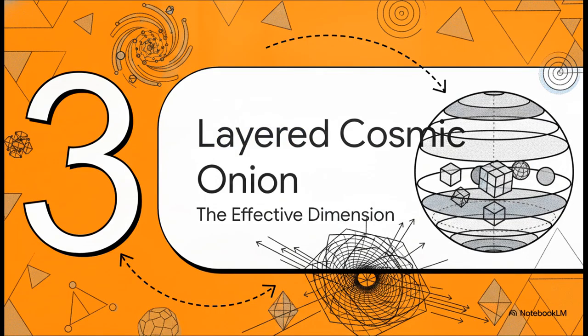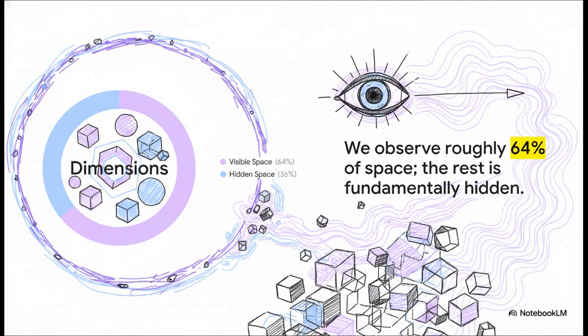Now for Section 3, our layered cosmic onion. Shifting our perspective from the quantum level up to the macro scale, the paper takes the mathematical implications of this substrate geometry and applies it to cosmology. And it reveals a massive and frankly mind-blowing claim about the very dimensions of our universe. Get ready for this one.